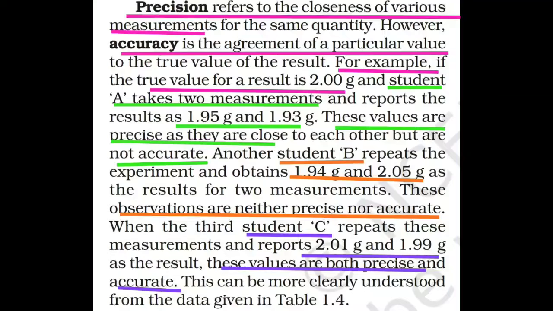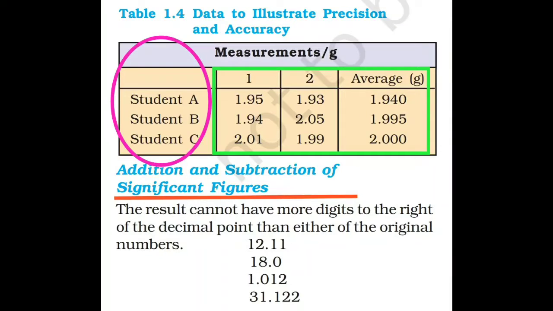When student C performs the practical, he gives us the measurement reports 2.01 and 1.99. What does it mean? These values are both precise and accurate because they are very near to our true result, that is 2 gram. In table 1.4, we are given the results of experiments of students A, B and C. From the results, we can say student C gives us accurate results.